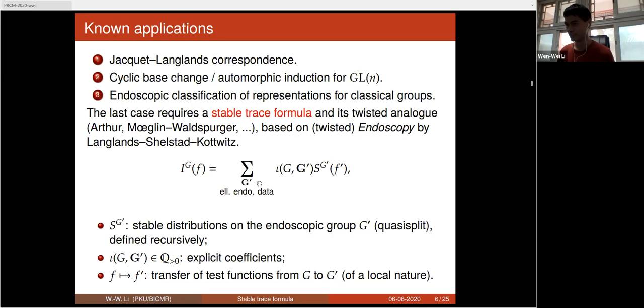So SG prime is some stable distribution whose definition is part of the stabilization process. And the f prime is a so-called transfer of test functions from G to G prime. It's a local stuff. Yeah, so please remember this formula because we will return to some variants of this later on.